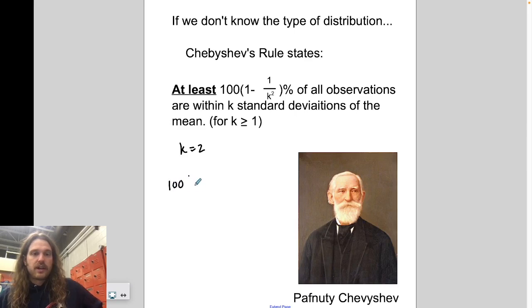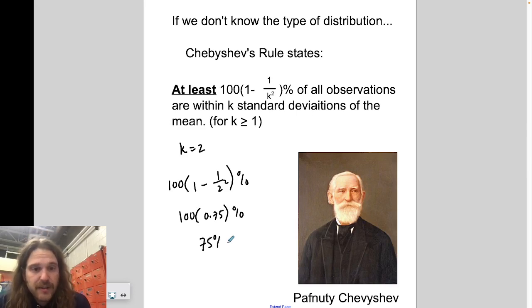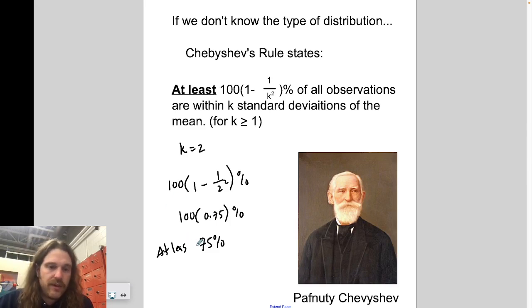We do 100 times 1 minus 1 over 2 squared percent, which is, well, 1 over 2 squared is 1 over 4. 1 minus 1 over 4 is 3/4. So this is 100 times 0.75, which is 75%. So according to Pafnuty Chebyshev's rule, it doesn't matter what the distribution is, at least 75% of the observations are going to be within 2 standard deviations. So he was extremely conservative with his guess, but it covers essentially every distribution type and shape.